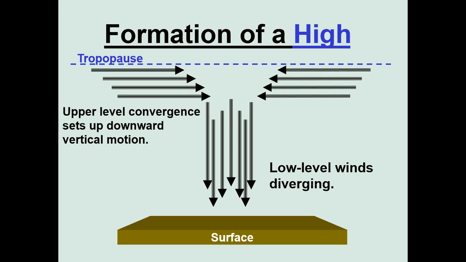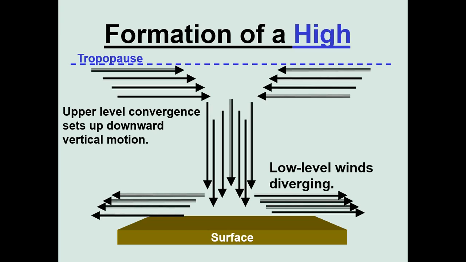Well, the first thing we have is this upper level convergence, and that's right below the tropopause on this diagram. You'll notice how the black arrows are coming towards each other. When air comes together in the upper levels of the atmosphere, it's known as convergence. And as the air converges just below the tropopause, as it meets, it's got to go somewhere, so it goes down.